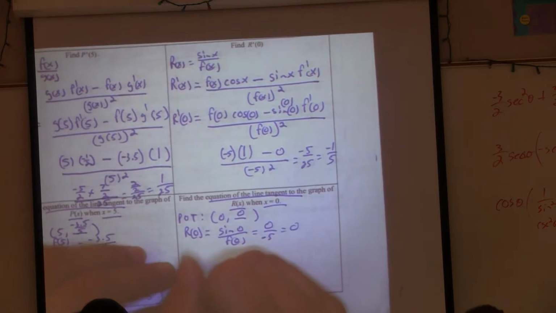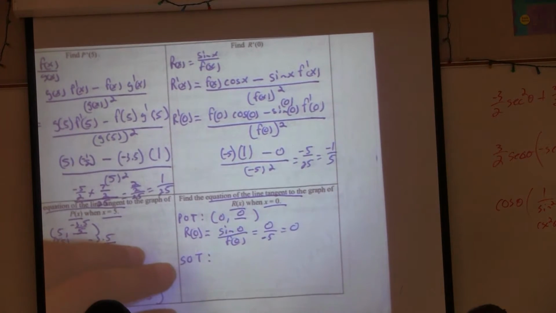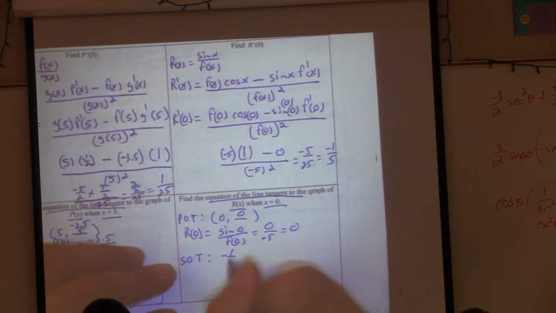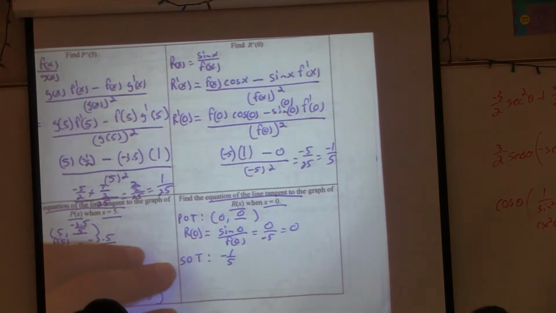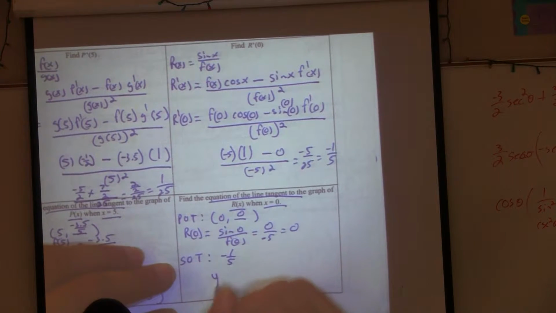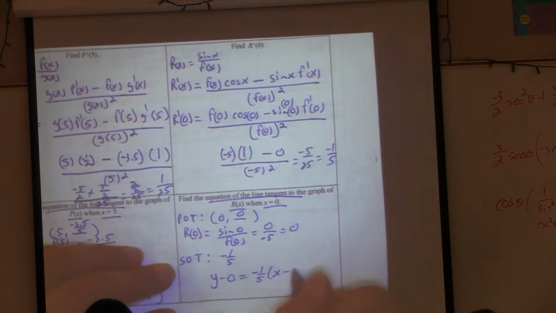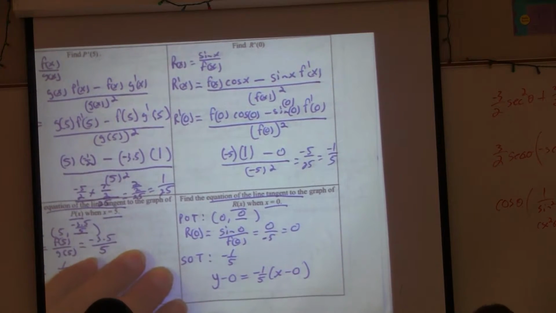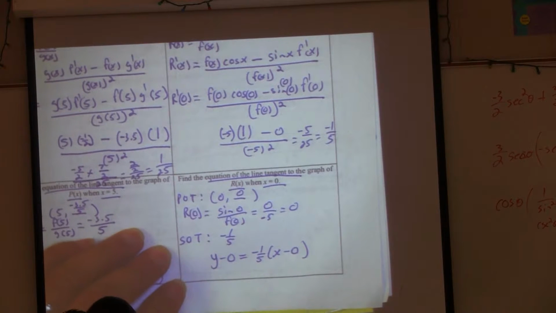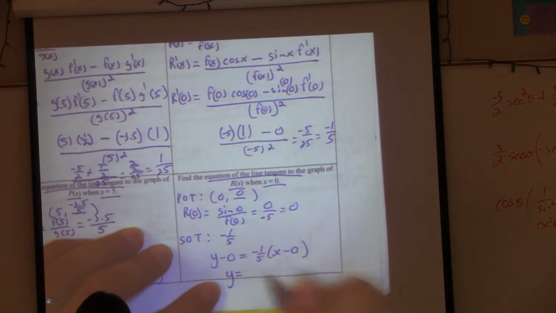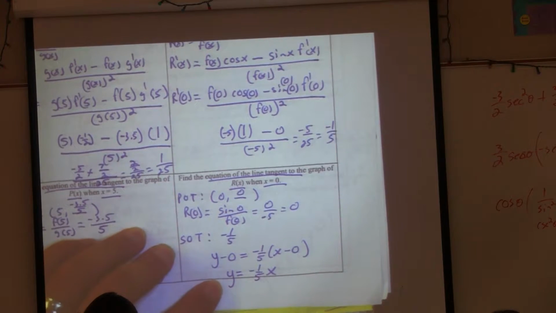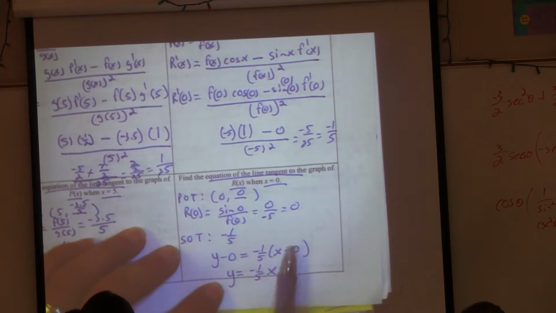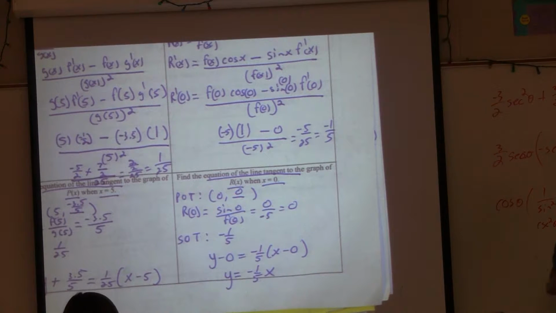Let's find our slope of the tangent. Do we already know that? Negative 1 over 5 is what we did up there. So let's put it together. Y minus 0 equals negative 1 over 5 times x minus 0. Can I rewrite that a different way? Or would that simplify for me? Very good. Y equals negative 1 over 5 x. It's probably how it would look on an answer choice.